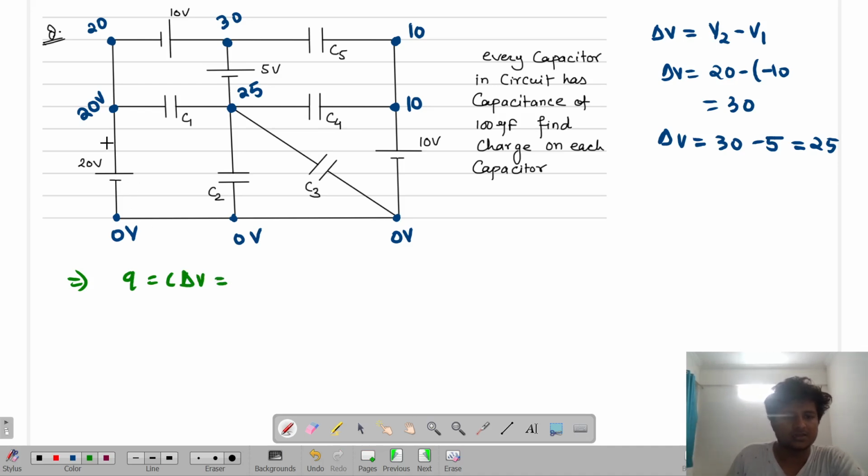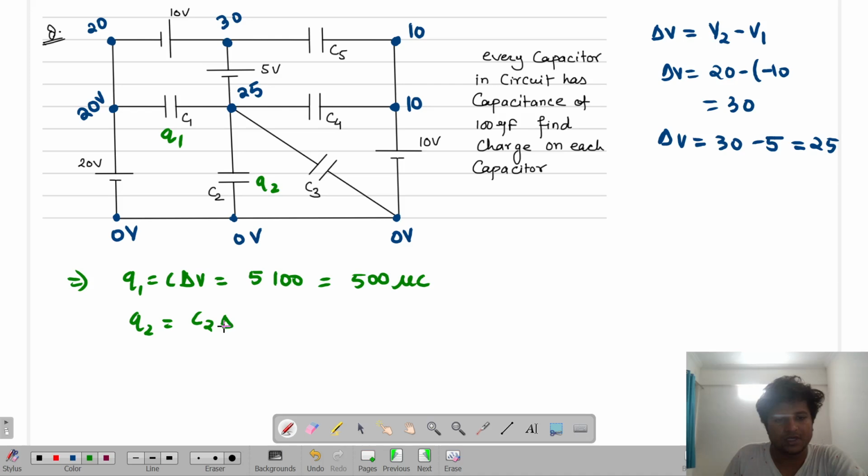So see here. Here there is no charge. Here there is no charge. On C1 there will be charge. So V2 minus V1 is 5, isn't it? And C1 is 100. So this is 500 microcoulombs. I'm calculating Q1 over here. C2 is Q2. Q2 is C2 into delta V, okay? So this is 25 minus 0 is 25, into 100, that is 2500 microcoulombs. Are you able to get me?